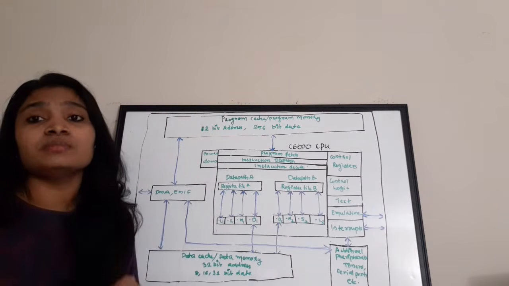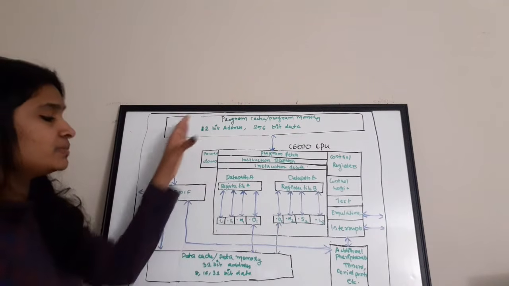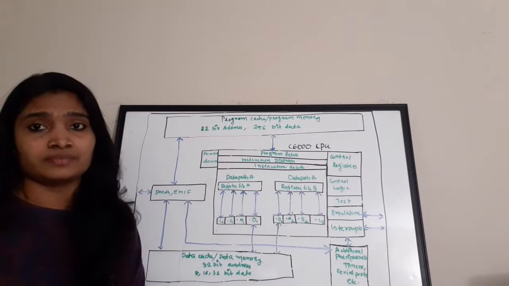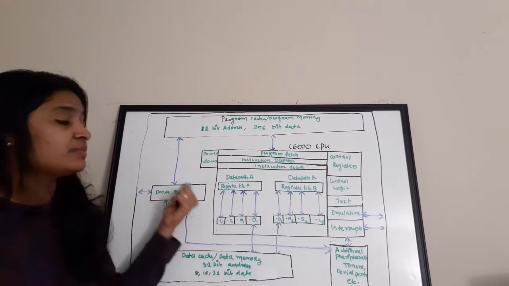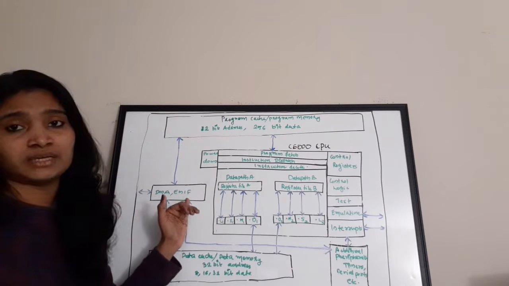When external memory access is happening, the program memory and data memory, which are kept separate, will be unified together. So that is happening for an EMIF. That is all about the DMA and the EMIF.